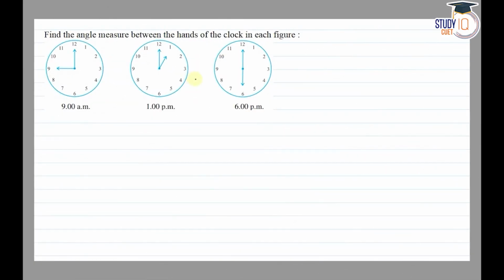Hello everyone, this question appears in the Class 6 NCERT chapter Understanding Elementary Shapes. This is the ninth question of Exercise 5.4. The question says: find the angle measured between the hands of the clock in each figure. So here's our first, second, and third.